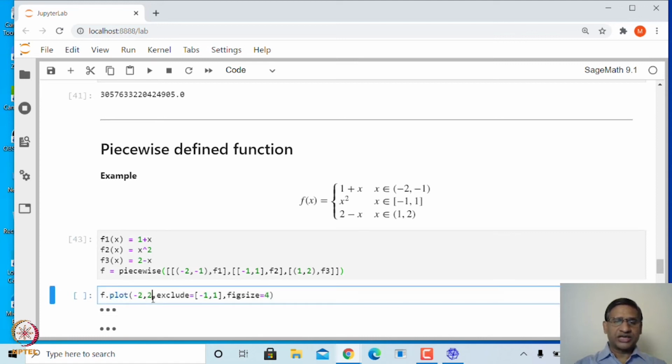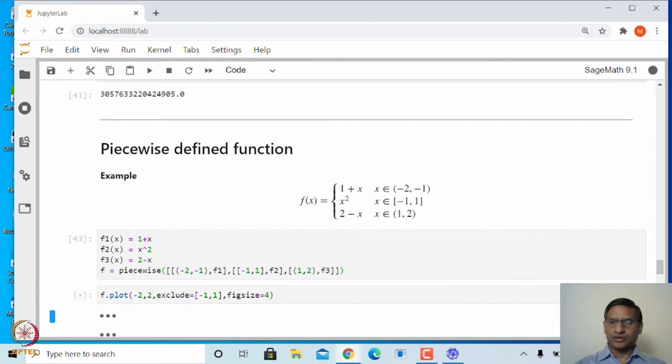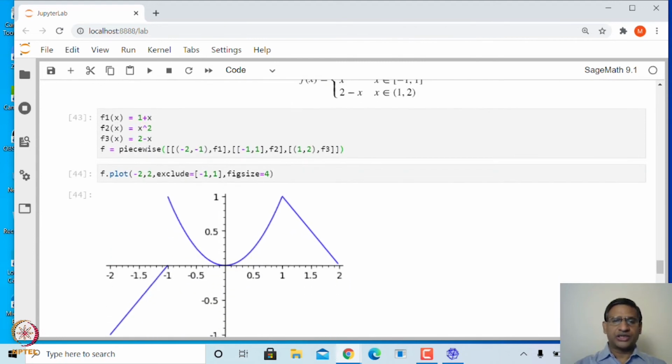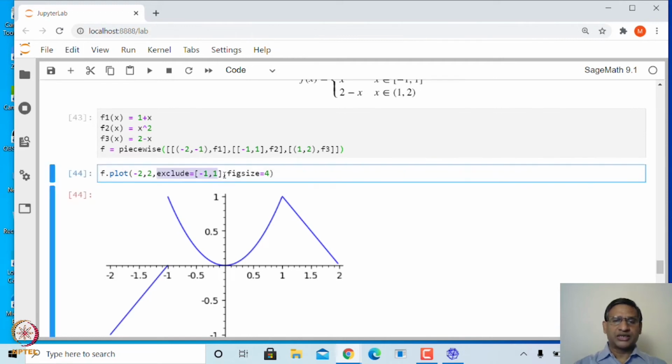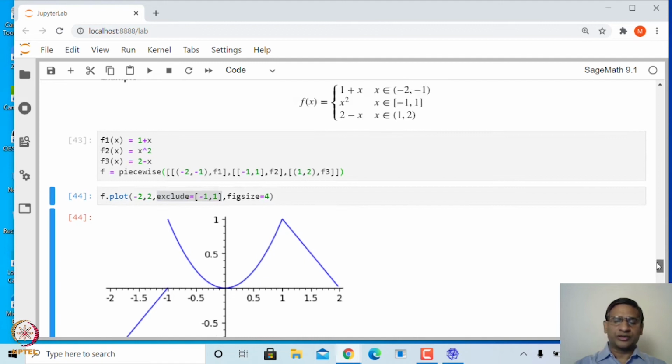When we plot its graph, since this function is defined between minus 2 and 2, we have to plot between minus 2 and 2, elsewhere it will not work, right. So, that is the graph of this function, and you can see here we have excluded the points minus 1 and 1, because that is where the two functions are getting clubbed, right. So, at minus 1 you see that this function does not have a limit, whereas at 1 this function has a limit. But again, if you just apply the limit function to f, it may not work.